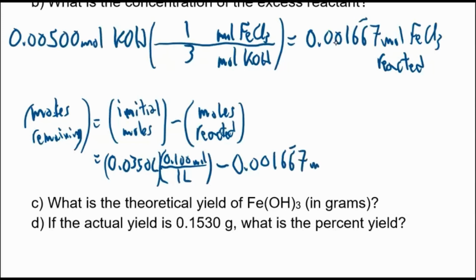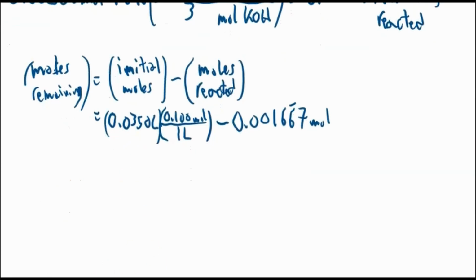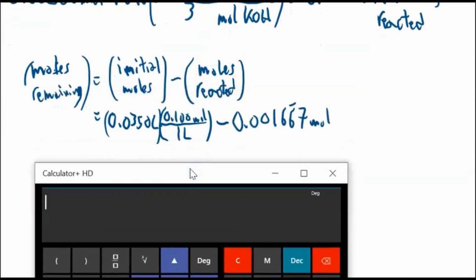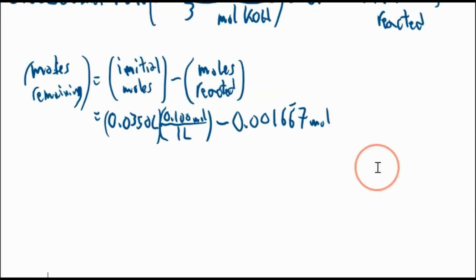0.001667 moles. And when we put this in our calculator, we should get a positive number. You can't have negative moles, right? So 0.035 times 0.1 minus 0.001667. Okay, so that's good. So there are some moles remaining: 0.001833 moles remaining.